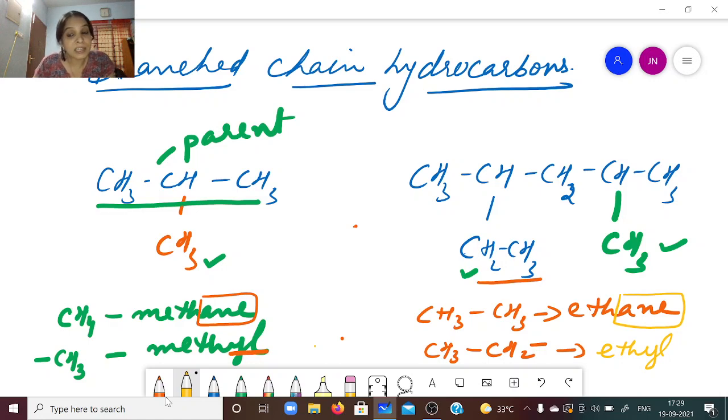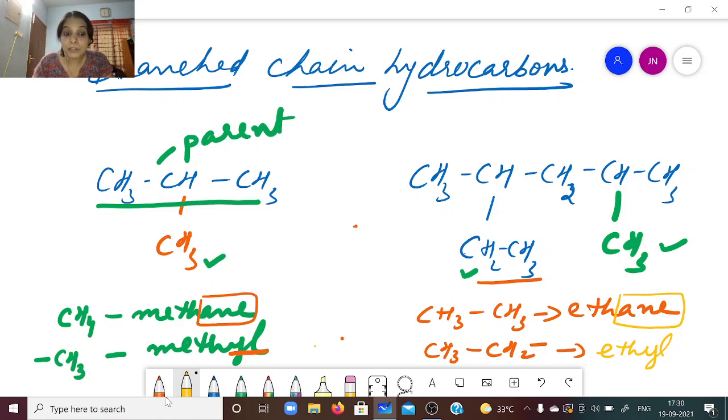How to name the straight chain, we already know. We will just count the number of carbons and use the hydrocarbon names that we have already studied. That means 1, 2, 3 carbons, 3 carbons means propane. 1, 2, 3, 4, 5, 5 carbons, pentane, isn't it? So that is the parent chain, that is the hydrocarbon's name only.